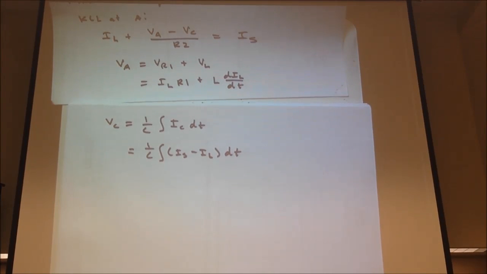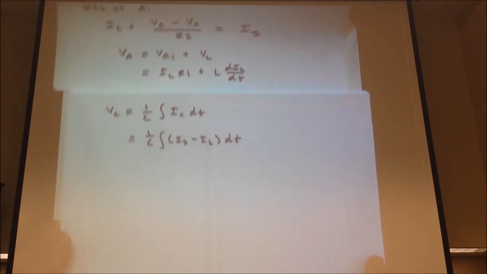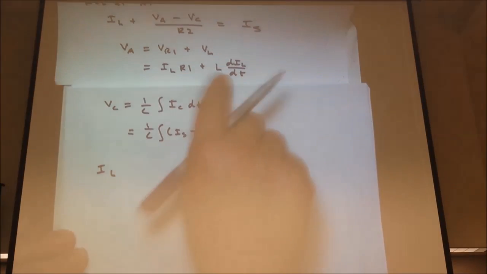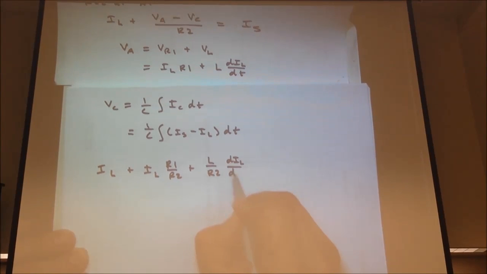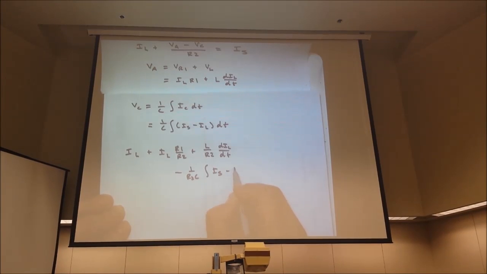And now we have an expression for VC in terms of I source, which is a known thing, and IL, which is our parameter of interest. We can plug all that back into our original expression, do a little bit of rearranging. An IL plus an IL R1 over R2 plus an L over R2 dIL by dt. And now you can see why this is really good: I source minus IL dt equals I source.